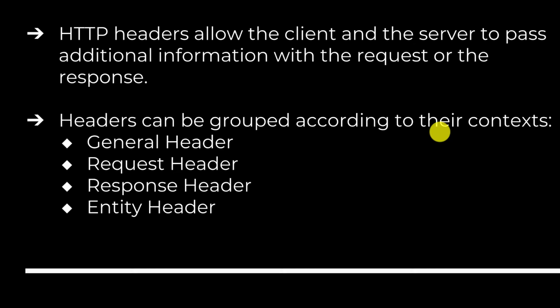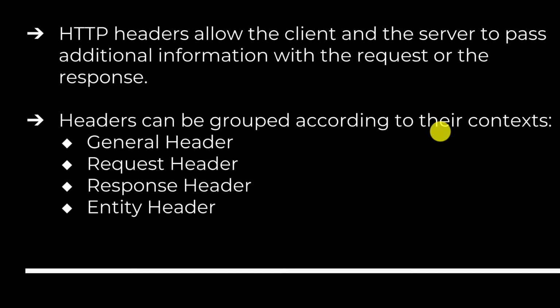An HTTP header consists of a case-insensitive name followed by a colon, then by its value. HTTP headers can be grouped according to their context. General header: this kind of header applies to both request and response, but with no relation to the data eventually transmitted in the body.